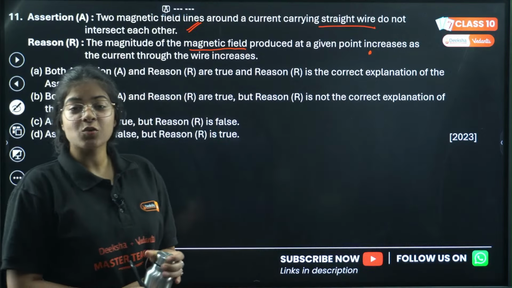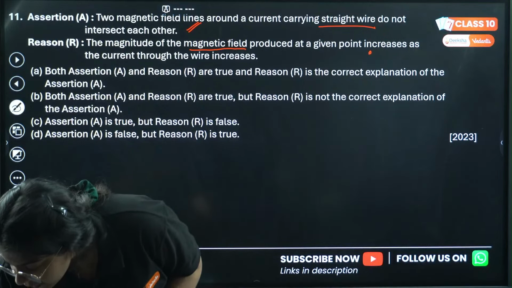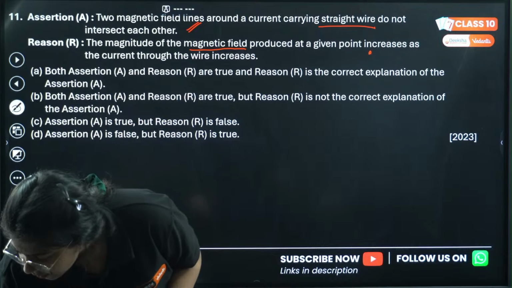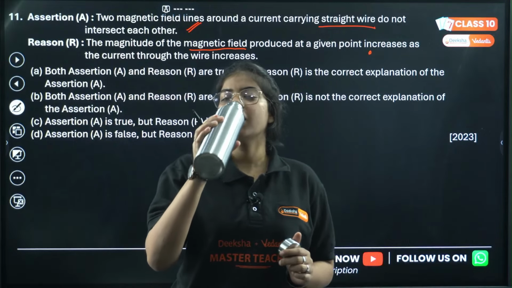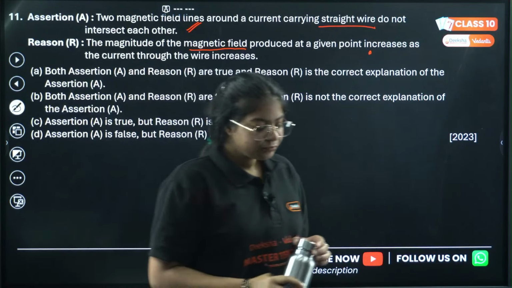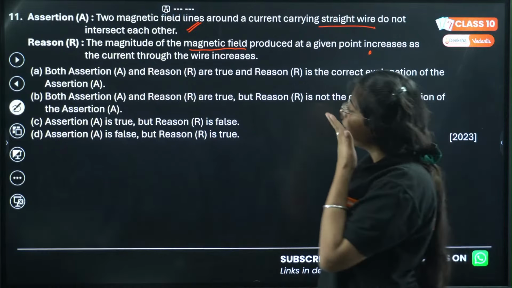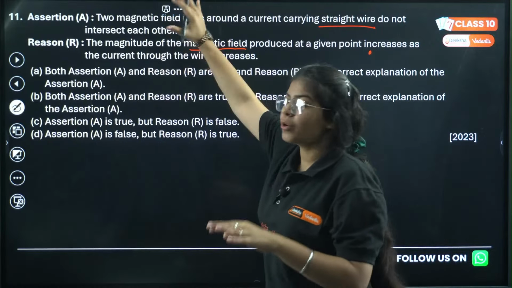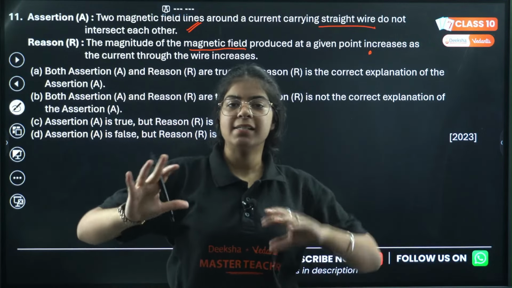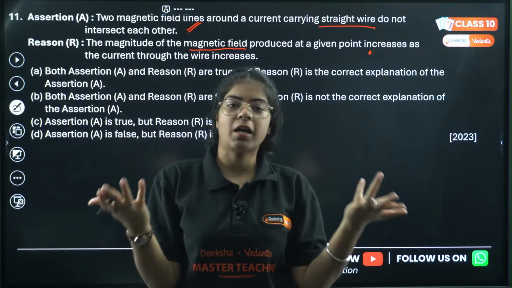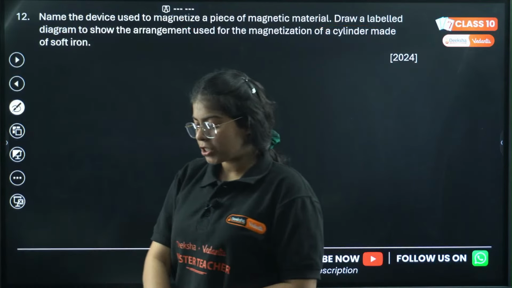Okay, answer me this question. Anil is saying B. B is right. Anil is also saying B. Amit is also saying B. Correct. Both of these statements are true, but this reason is not the actual reason of assertion. We know magnetic field lines do not intersect each other, and we know magnetic field increases with increase in current. But this is not the correct reason for our assertion, right? So B is the correct answer. Next question. Read it carefully.